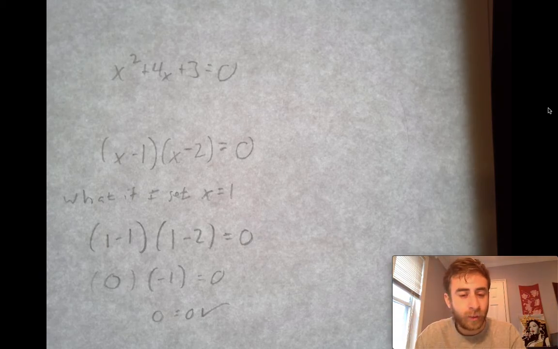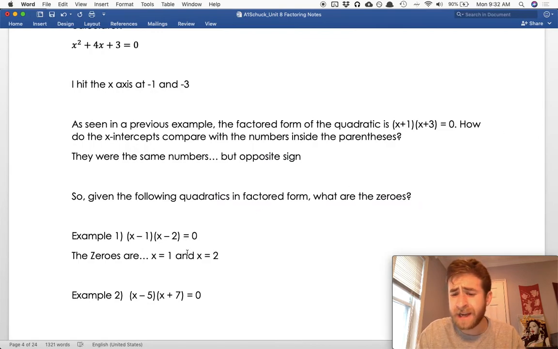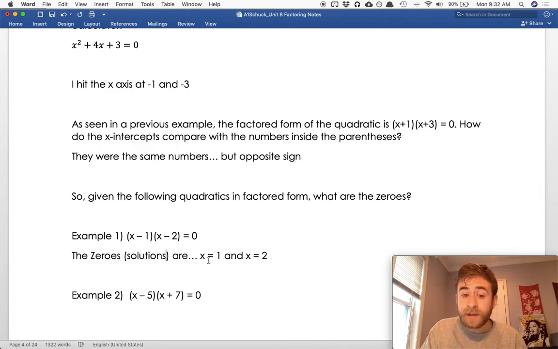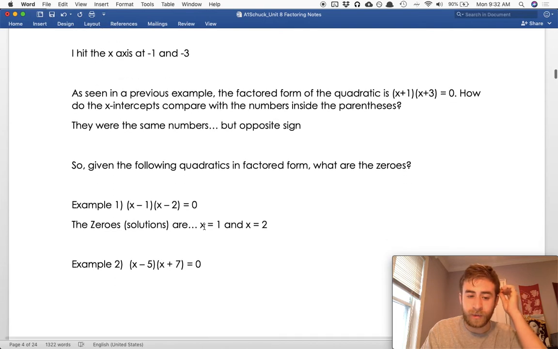But basically, the reason that I have the signs being the opposite is because if I plug in x equals 1 over here, this binomial term becomes 0. This whole thing then, 0 times anything, will make 0 always. So the zeros, or the solutions, are always just the opposite of the signs in there, because if I set x equal to that opposite sign, it's going to make the whole thing equal 0.